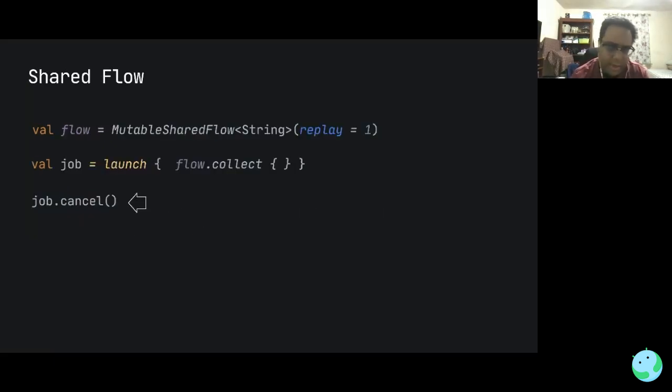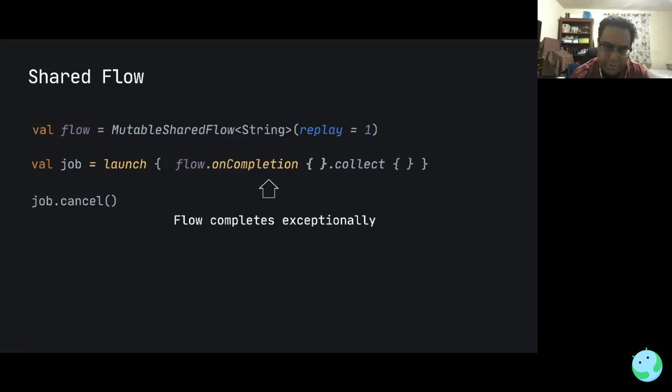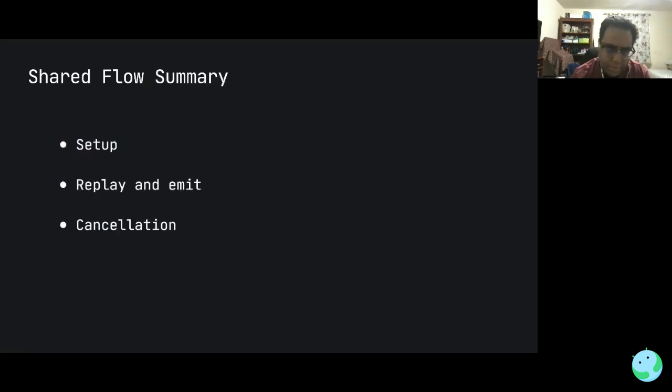One reason is the job in which you are collecting from this flow. For example, I have a job here for this coroutine and this launch block, and I'm canceling the job. When I cancel the job, you'll see that the onCompletion handler gets called, and the flow completes, in this case, exceptionally. So that's an important point to know. We looked at some of the basics of how to set up a shared flow, how to replay something, how to emit something, and how cancellation works.